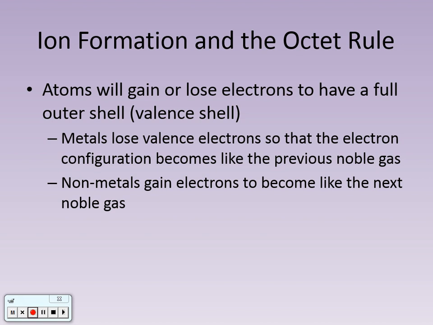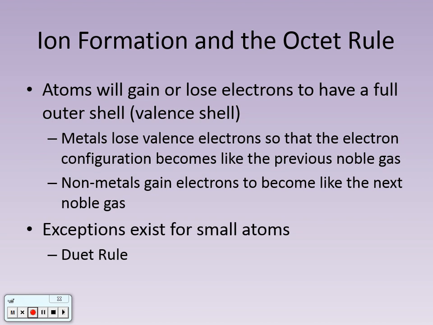So metals are going to lose valence electrons, so their electron configuration looks like the previous noble gas. When I asked you to write the electron configuration for potassium, if you wrote argon in brackets and then wrote 4s1, which you asked me about, right? If you lose that one electron, your electron configuration now looks like what? Looks like argon, right? Because you used the first 18, right? Non-metals will gain electrons to become like the next noble gas. Okay?